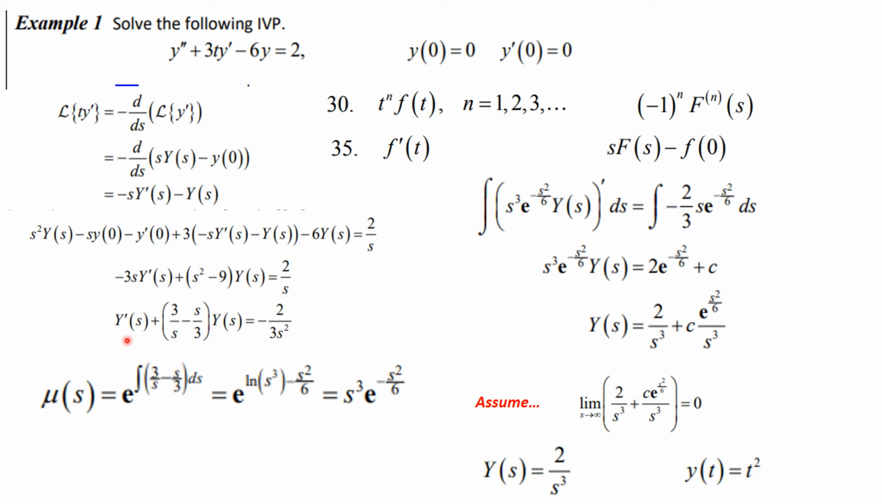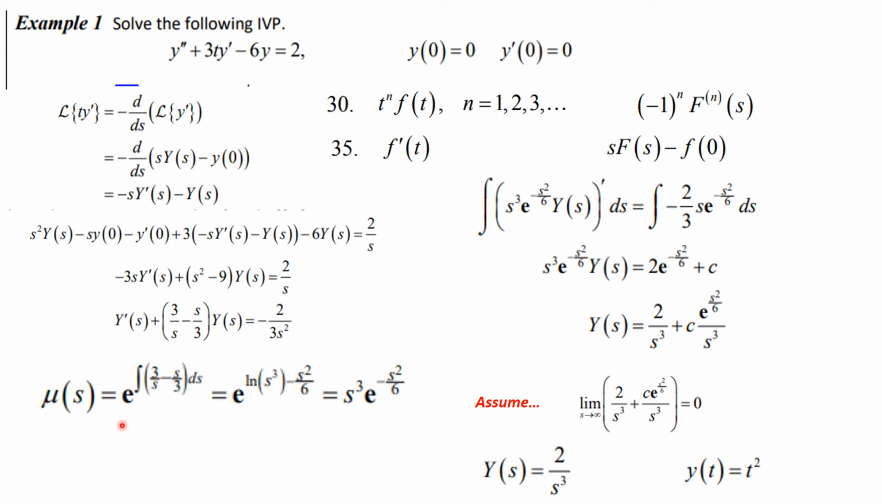In fact, it is a linear first order differential equation that we learned how to solve very early in this course. With integrating factors, this is a good review for the final. So mu of s is equal to the integral of that ds. And you integrate it, and you do some simplification. That's a minus sign there. It doesn't show up very well. So you get that this is s cubed e to the minus s squared over 6.